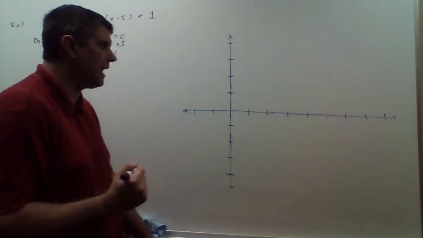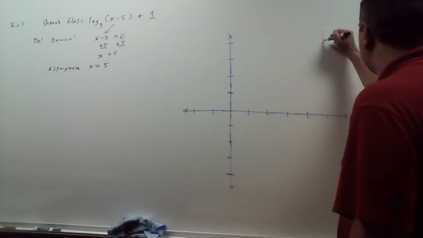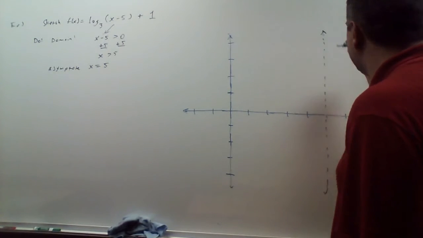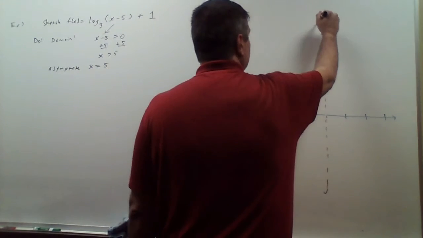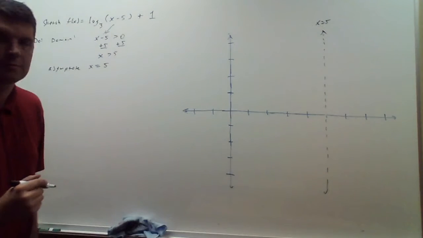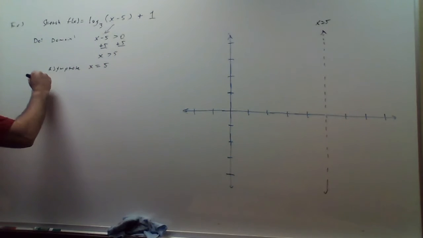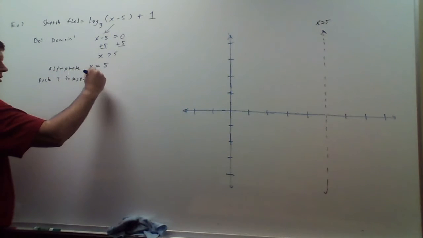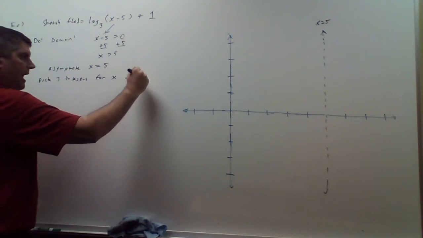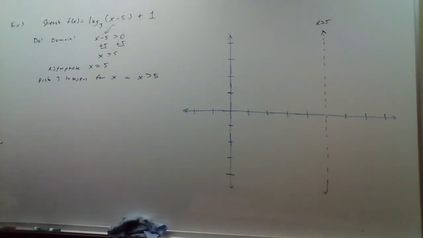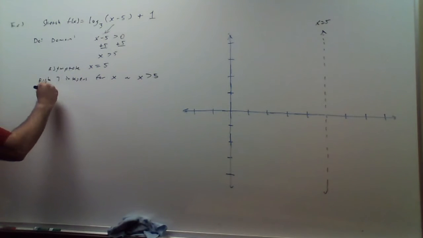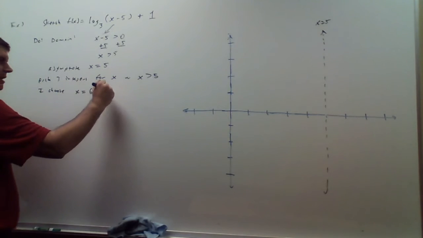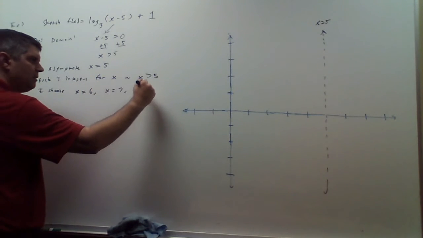It's like a wall that the graph can approach but never actually touch. So, here it is. X equals 5. I will pick 3 integers for x with x being greater than 5. They have to be greater than 5. So x equals 6, x equals 7, x equals 8.